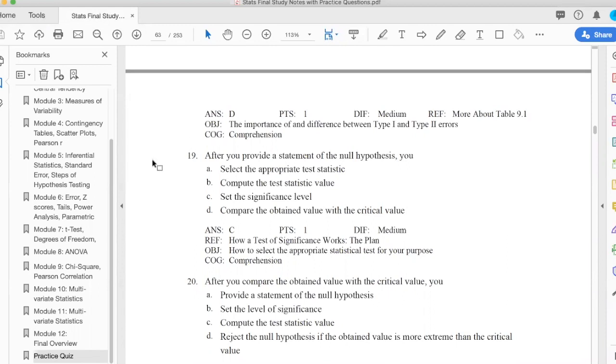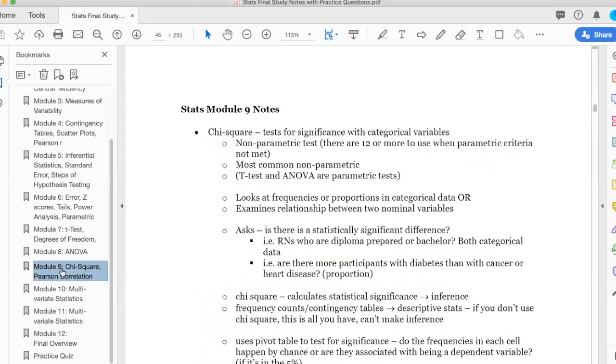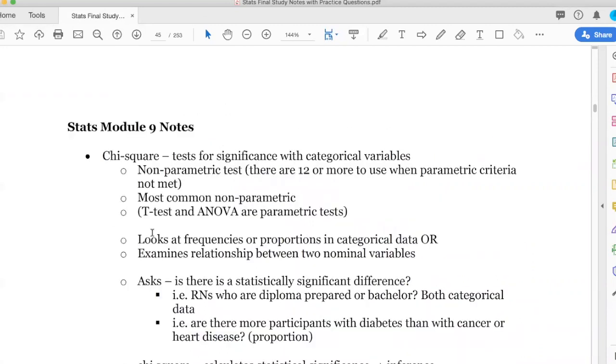So I'm gonna go through. We're gonna start at module 9, which is where we're past the second assignment, after the ANCOVA, after the t-test.